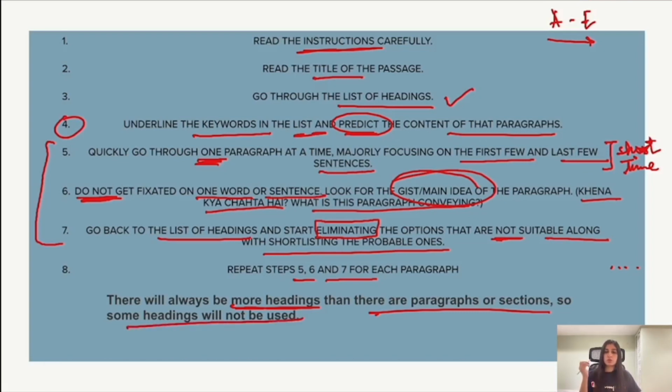There will always be more headings than there are paragraphs or sections, so some headings will not be used. The question that we will be doing today has, I guess, 5 paragraphs and some 8 headings. So let's have a look at it, and those who want to revise this, you can pause the video here, quickly go through all of these 8 points, and then we'll move on to the PDF file.